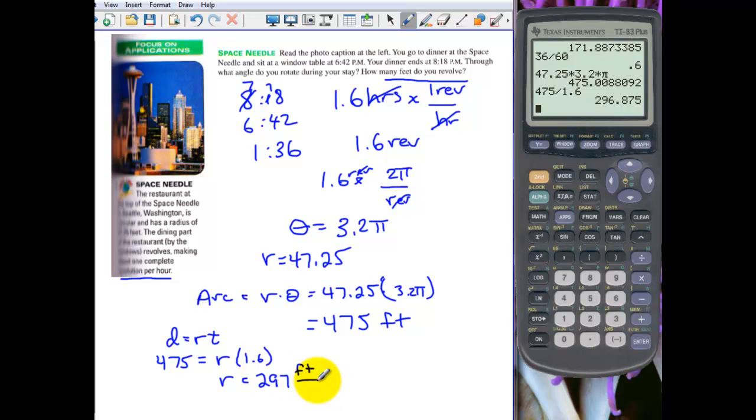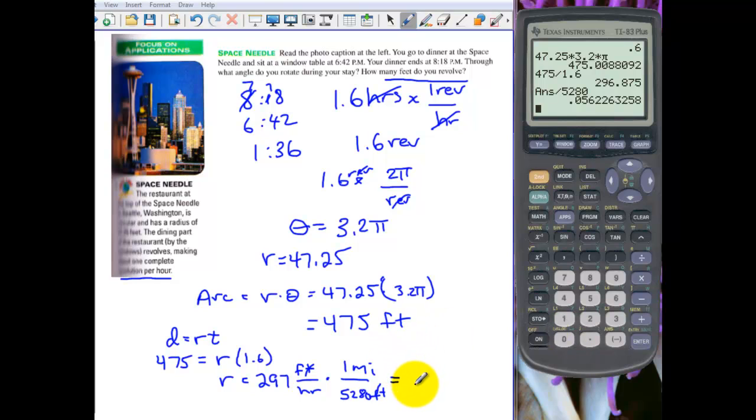feet per hour. And let's say we wanted that in miles per hour, so we have to convert feet to miles, 5,280 feet per mile, not meters. So our feet cancel out. If we take that number and divide it by 5280, we come up with 0.06 miles per hour. So you really don't even feel or notice you're moving that fast when you're sitting there.